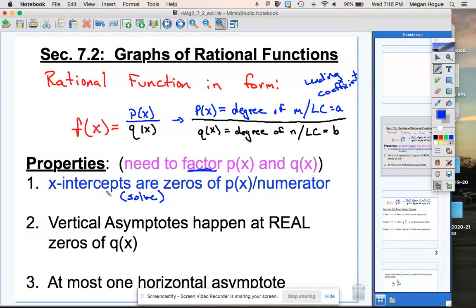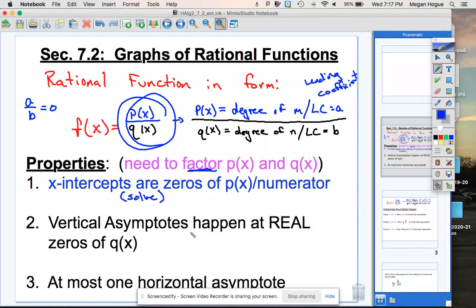The x-intercepts are the zeros of the numerator, the top of the function. That's where we're going to solve. If I have a fraction, a over b, and I want it to be equal to 0, I need the top to be equal to 0. So I want to find the zeros of that function. I need to be able to factor it and set it equal to 0.